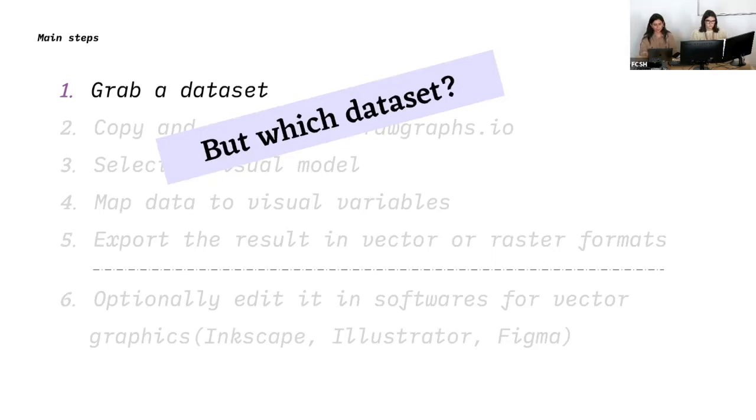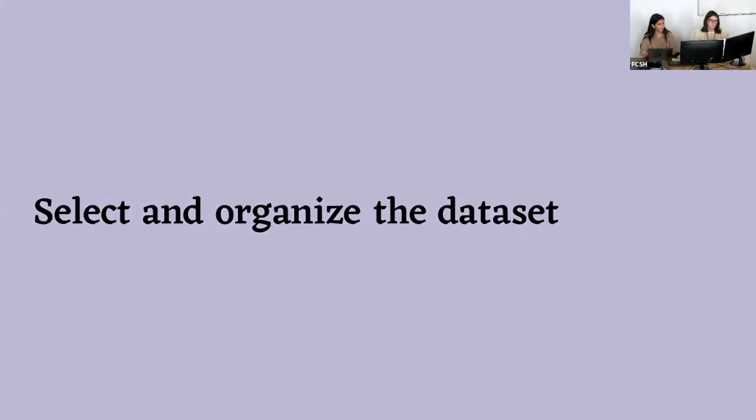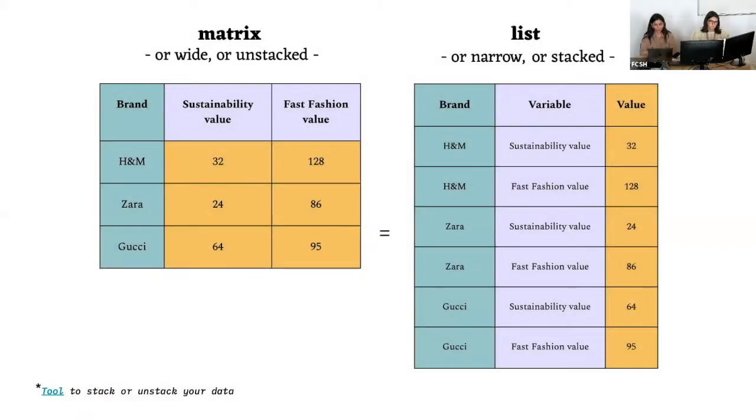It is necessary to select and organize a dataset. In fact, as we see here, there are different ways to organize the dataset, and they depend on what we need. There is a difference between the two structures, matrix and list. According to the visualization we want to use and the chart that we need, every chart supports a specific structure.